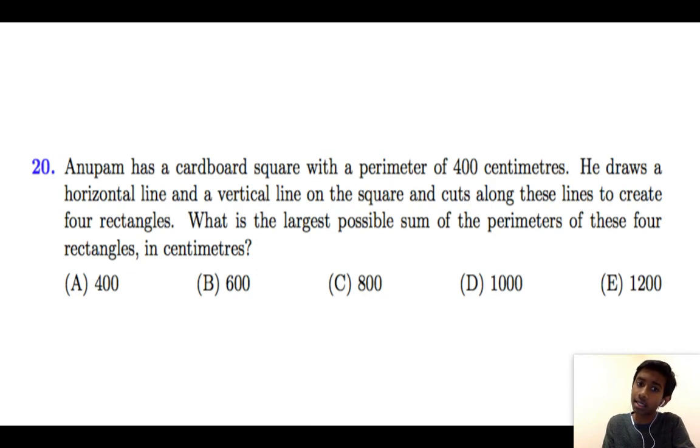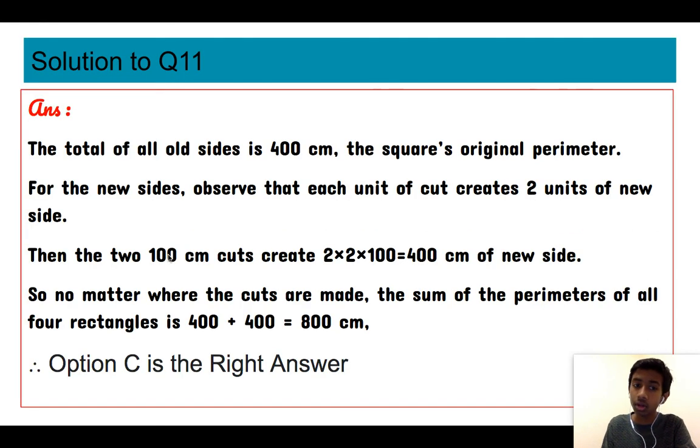Anupam has a cardboard square with a perimeter of 400 centimeters. He draws a horizontal line and a vertical line on the square and cuts along these lines to create 4 rectangles. What is the largest possible sum of the perimeters of these 4 rectangles? Okay, guys, this is a very basic question. You don't need to know anything.